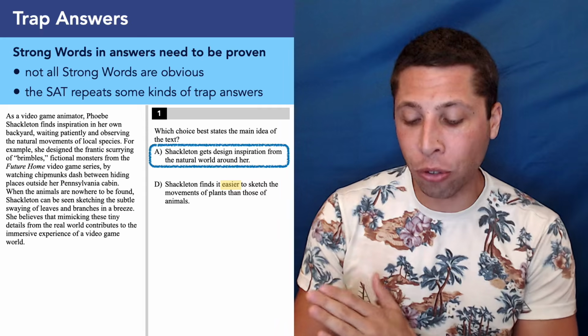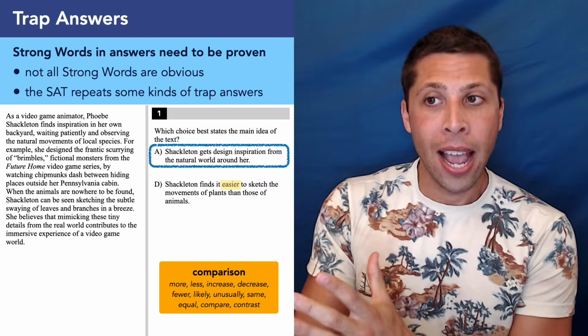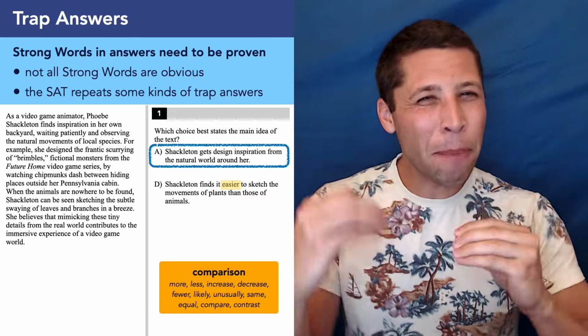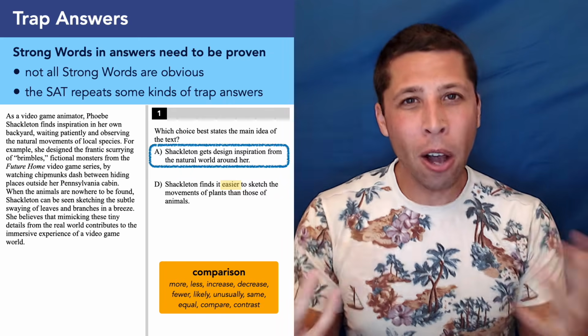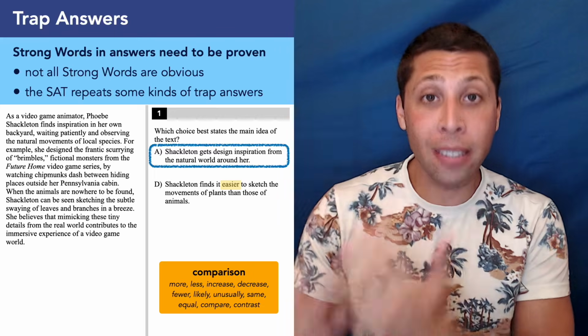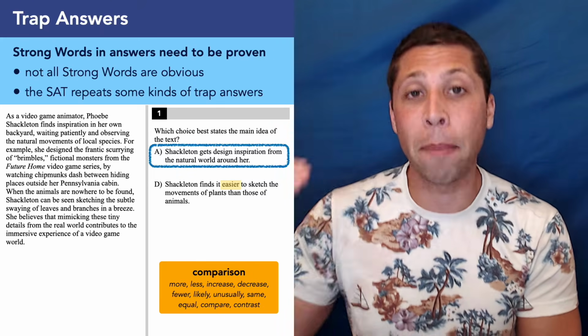That word is very strong. It's a word that implies some sort of comparison. And yes, this passage is talking about both of those examples, but does it compare them? Does it rank them and tell us that one is better than the other? No, they just happen to be two different examples, and we're not allowed to make assumptions about which one is better unless they explicitly tell us in the passage.